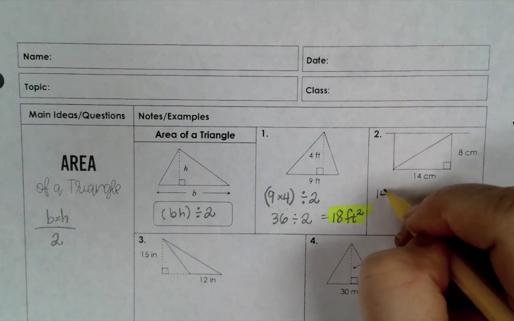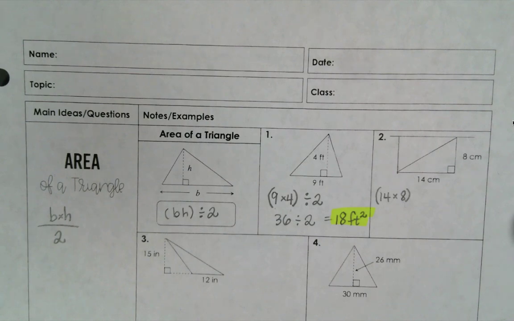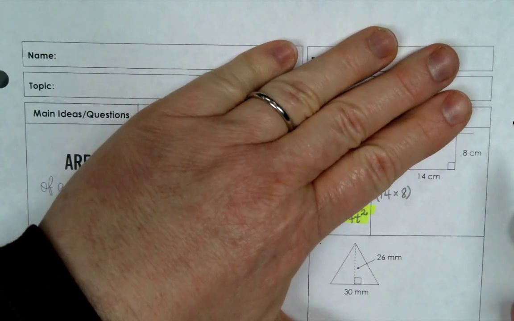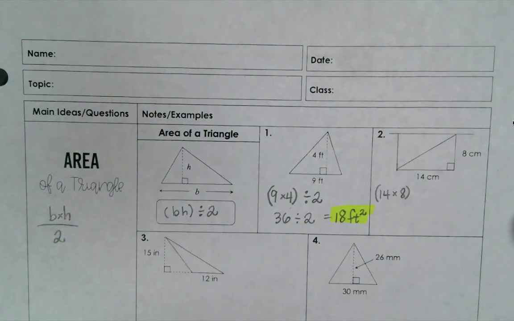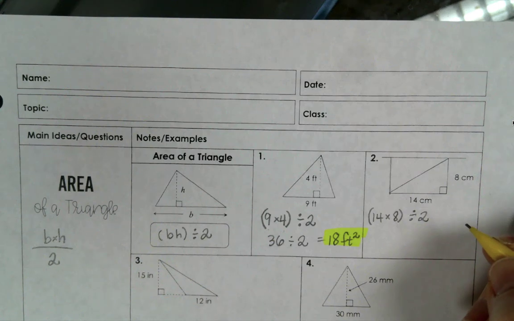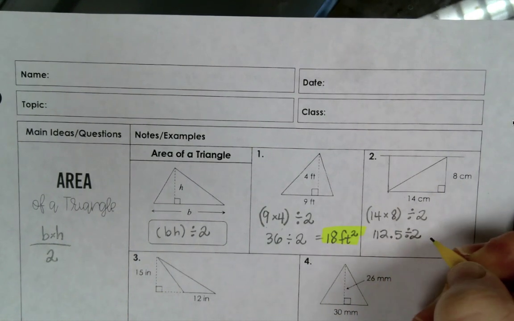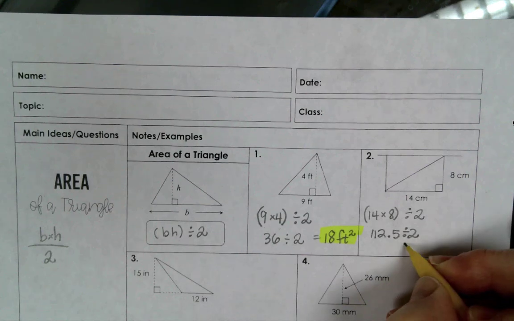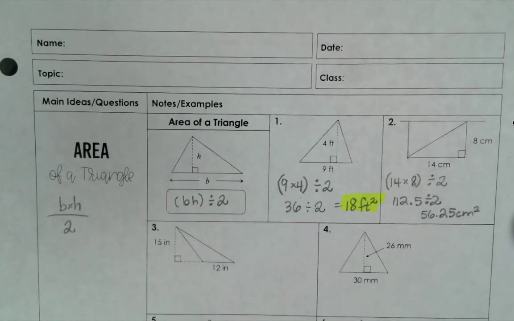So I have 14 times 8 in parentheses, and then dividing by 2 because it's really just a triangle, right? Finding the area of a triangle is the same as finding the area of a rectangle and then dividing that by 2. So I have 14 times 8 divided by 2. So 112 divided by 2 is 56 centimeters squared. Okay.